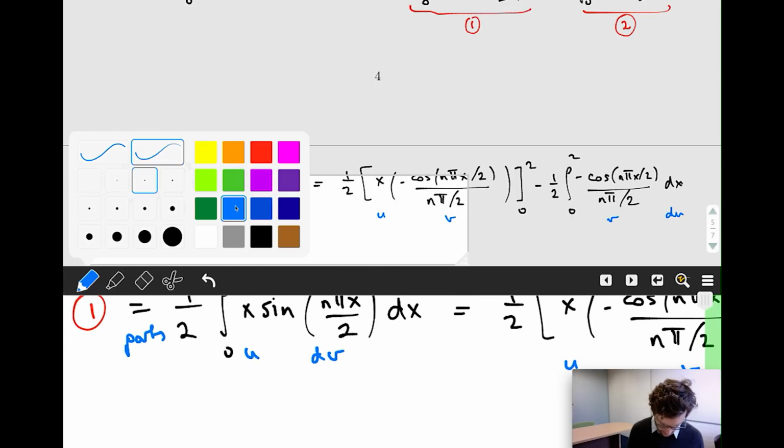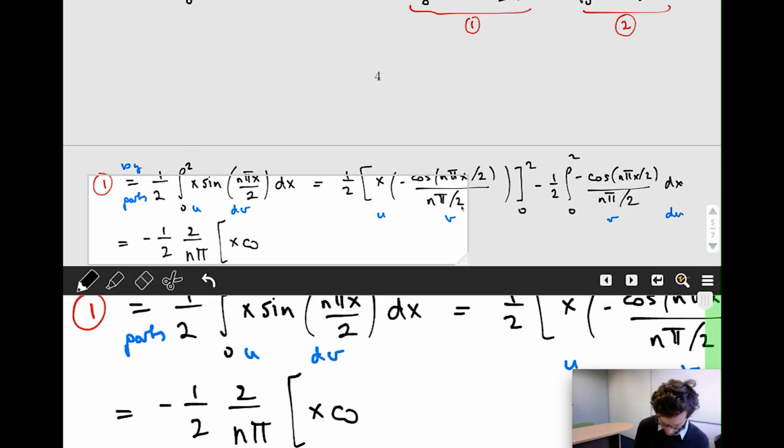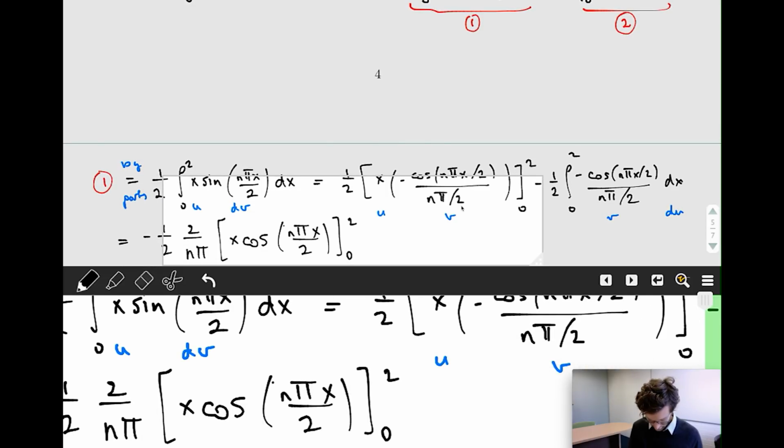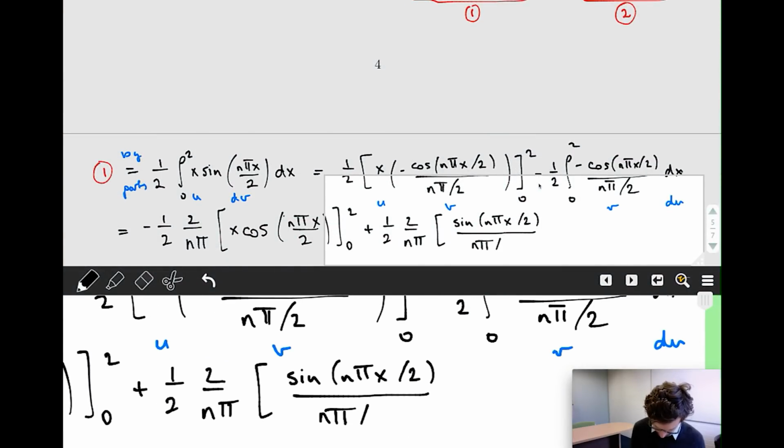Let's tidy that up a little. We can take out the factor minus 1 over n pi divided by 2. Dividing by n pi over 2 is like multiplying by 2 over n pi. So I've got minus 1 over 2, 2 over n pi, x cosine n pi x divided by 2, from 0 to 2. I've got a minus and a minus, which gives me plus. Again, I've got a half times 2 over n pi, and the integral of cosine, which is sine n pi x divided by 2 all over n pi divided by 2, from 0 to 2.